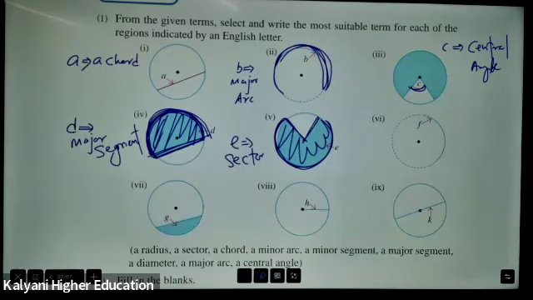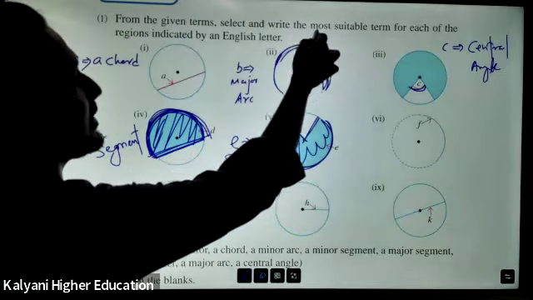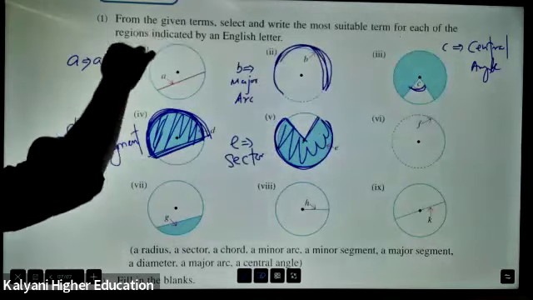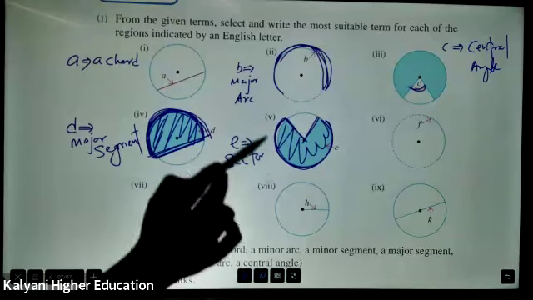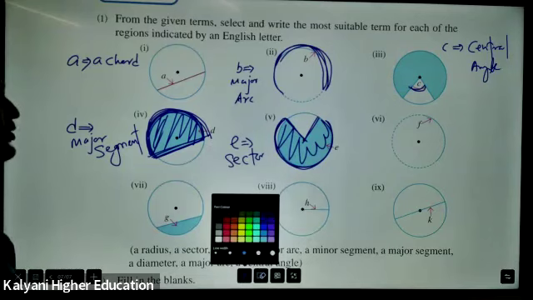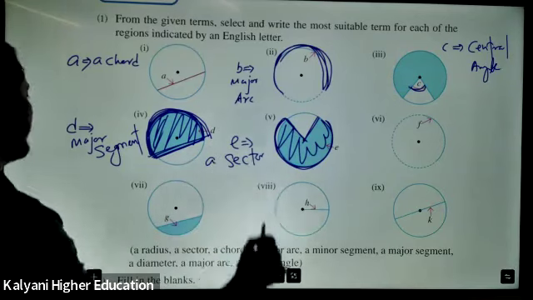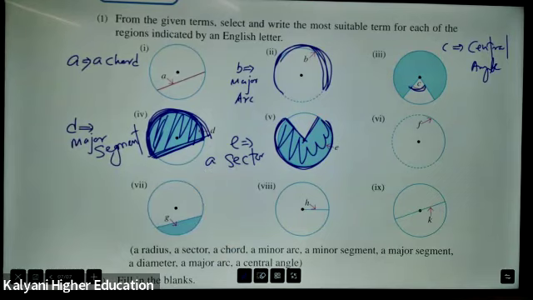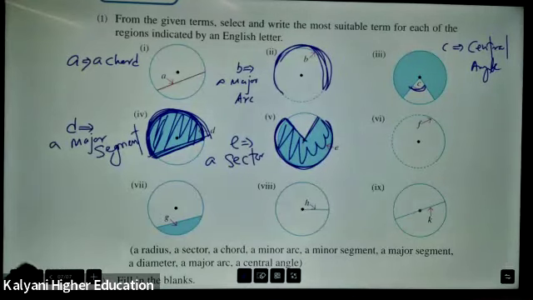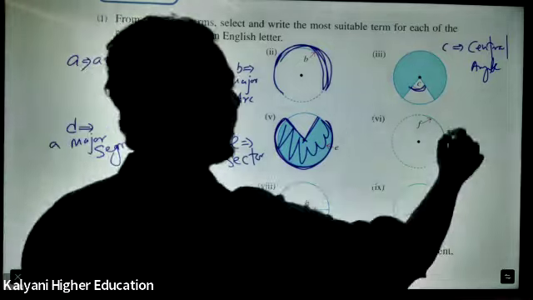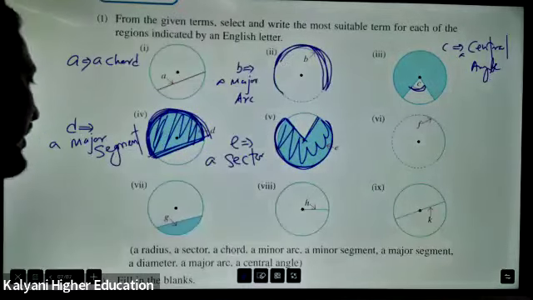We studied that, but we can fill in only what they gave. They said, from the given terms, select and write the most suitable term for each of the regions indicated by an English letter. So you can't write major sector, because we know that is not suitable. So what's right? It's sector. Everywhere they gave major segment, minor segment, major arc, central angle. The word is there. Next one.